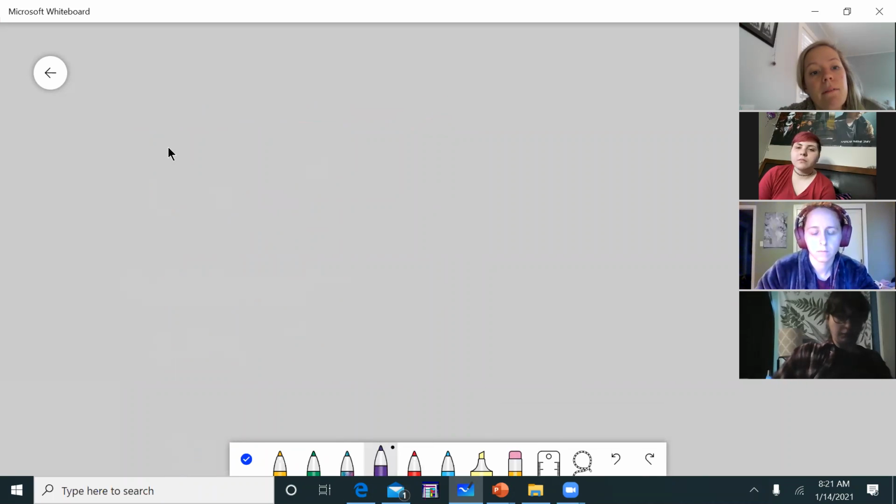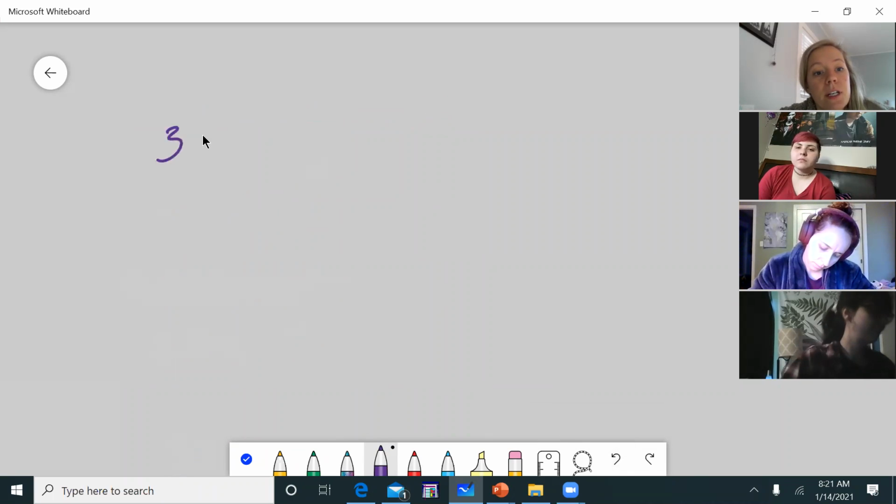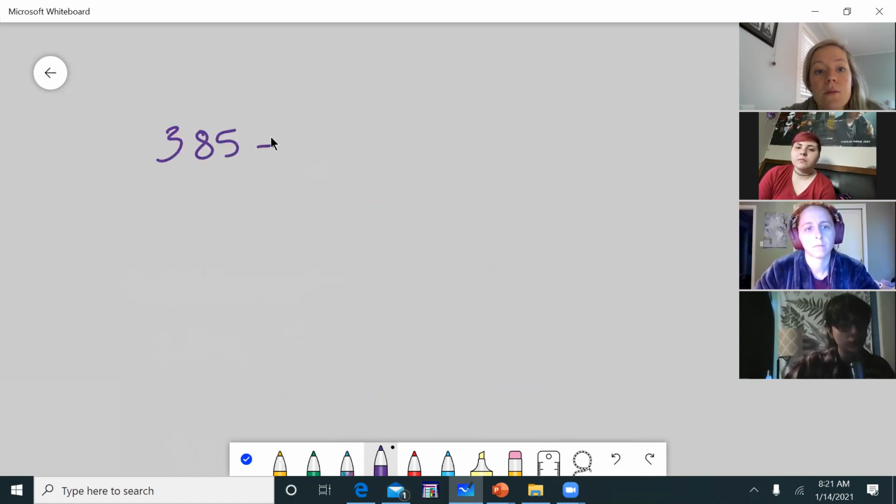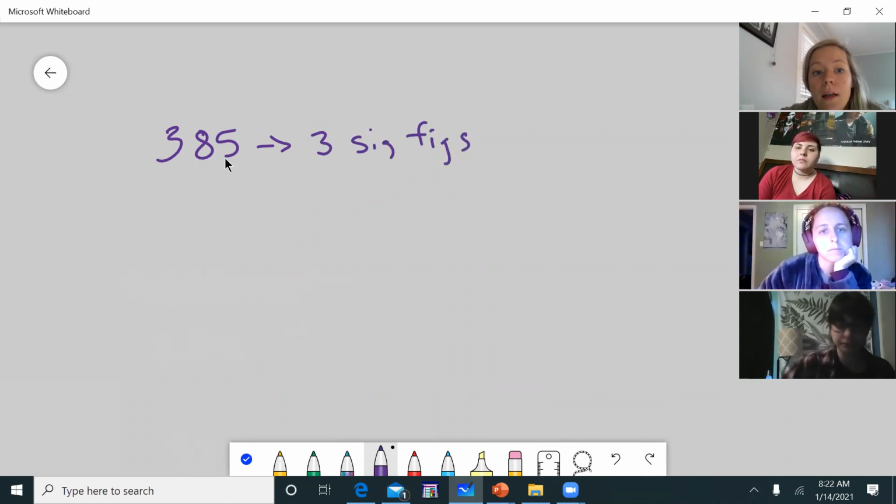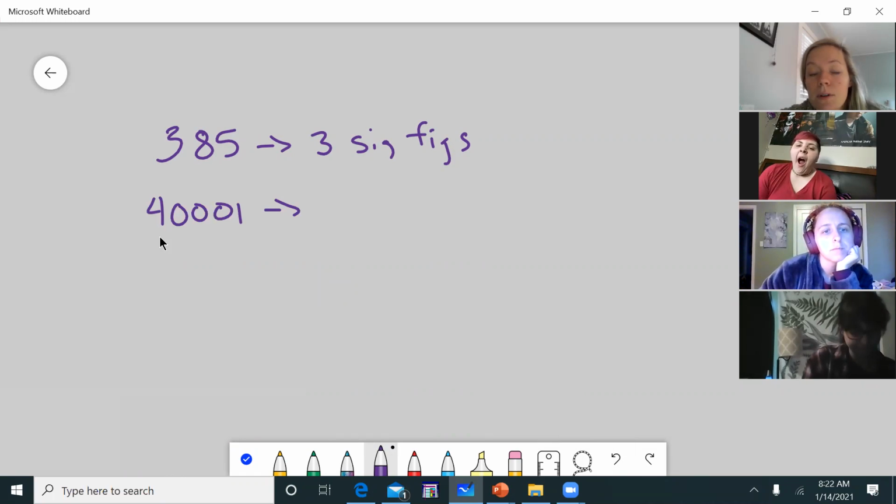Okay, so if I write a number like 385, this would have 3 sig figs. All non-zero values are always significant if they're written. If I was to write a number 40001, as far as the number of sig figs, the 4 is significant, the 1 is significant, and the zeros in between are also significant. So in this, we'd have 1, 2, 3, 4, 5. 5 significant figures, or 5 figures of precision.